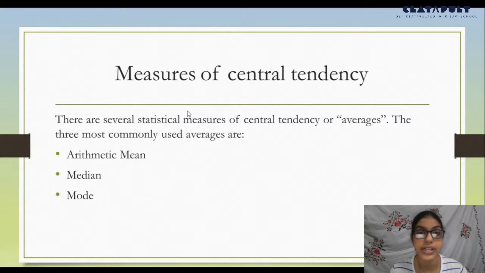These are essentially types that you will learn if you ever pursue higher statistical education or anything in the field of statistics or economics. For the purposes of our law entrance examinations, there are basically three types of measures of central tendency that we need to be very familiar with. They are the arithmetic mean, the median, and the mode. Let us see what these three types are and how to calculate them in a sum that might come in a law examination.